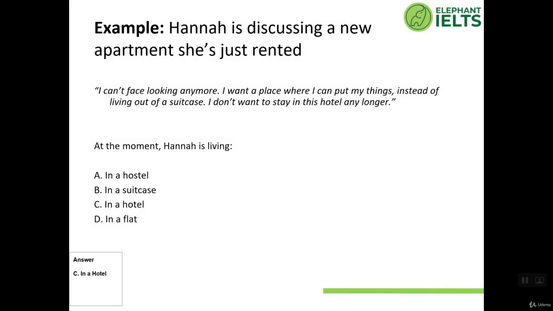Look at this question. Hannah's discussing a new apartment she's just rented. Look at the stem. Hannah is discussing a new apartment she's just rented, and the stem says at the moment Hannah is living. Look at the options: in a hostel, in a suitcase, in a hotel, in a flat.